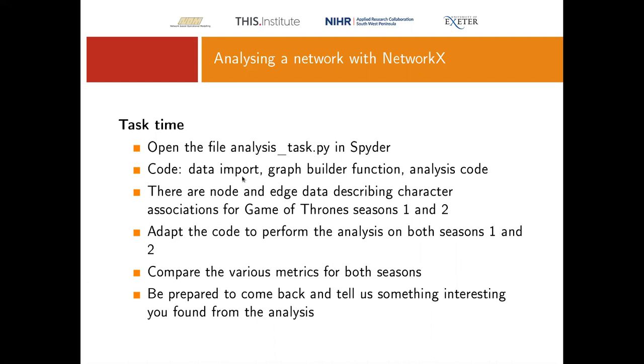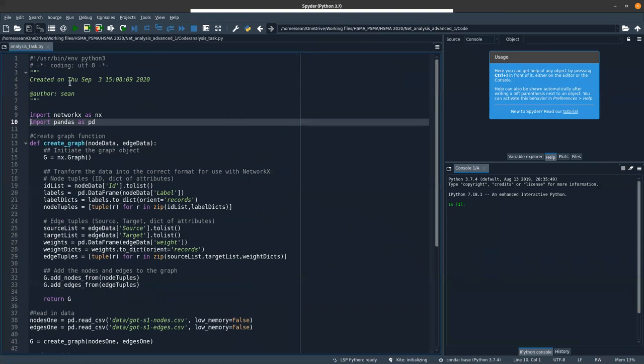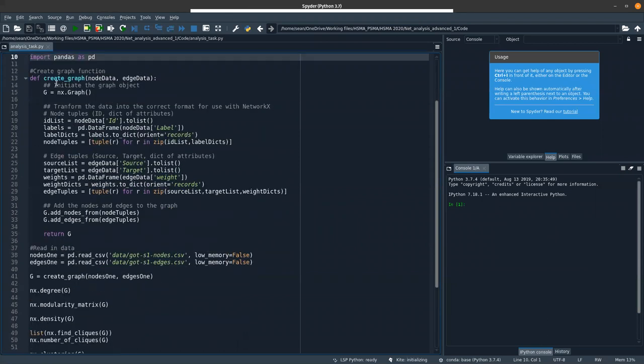the graph builder function, which takes the Game of Thrones node and edge data and transforms it into a graph object that you can then conduct an analysis on. And I've put some of the analysis functions in there for you. So if I just bring this up for you, this is the analysis task.py file. It's got the imports for NetworkX and pandas. There's then a function which creates a graph object using the node and edge data and returns a graph object.